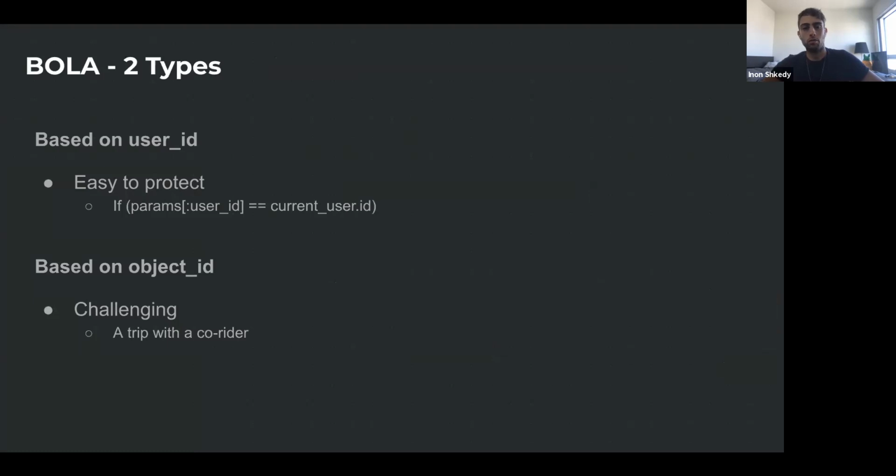There are 2 main types of BOLA. One of them is based on the user ID. It's usually easy to protect against this type of vulnerability. The developers just need to compare the user ID from the param with the user ID from the current user object, which is provided by the framework. And then you have the type based on object ID. It's more challenging to protect against this type of BOLA, and we're going to see why right now.